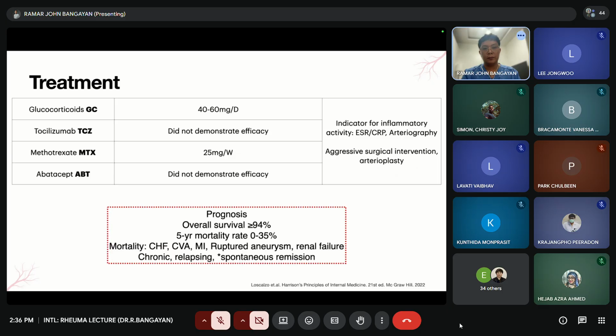Now, for prognosis, the overall prognosis is actually good at around 94%. 5-year mortality is relatively lower. But if you already have problems with cardiovascular diseases, you already have a rupture disease, then that will cause you mortality. Okay? There's spontaneous remission, but it can be relapsing. So it's varied.